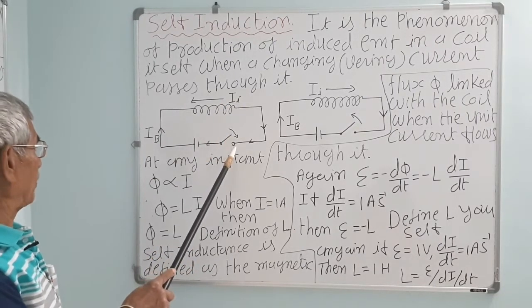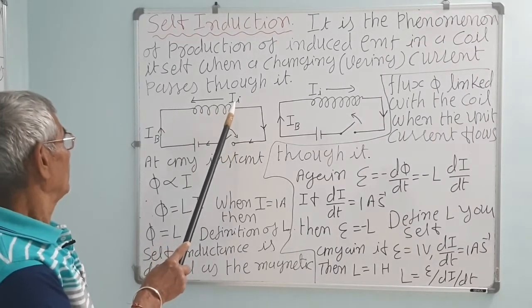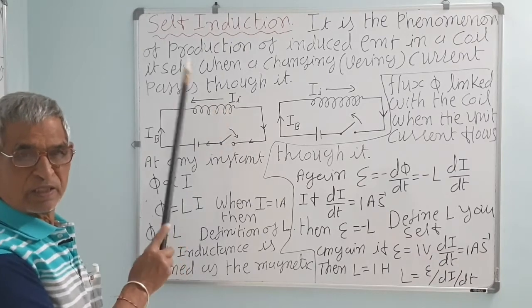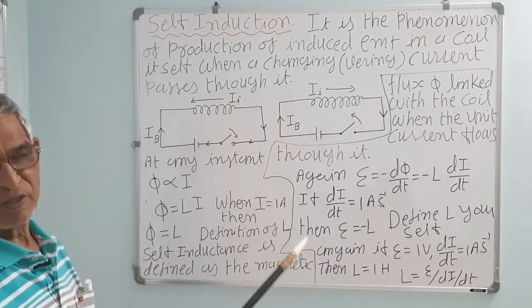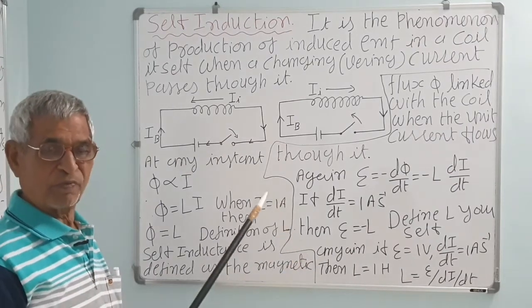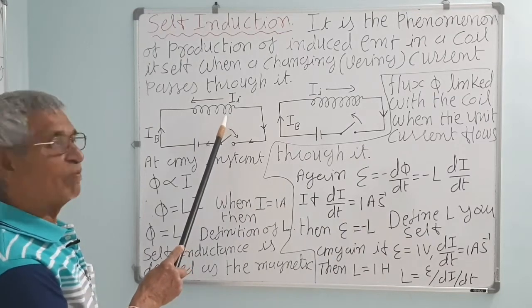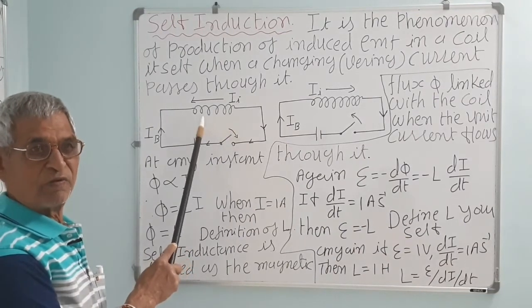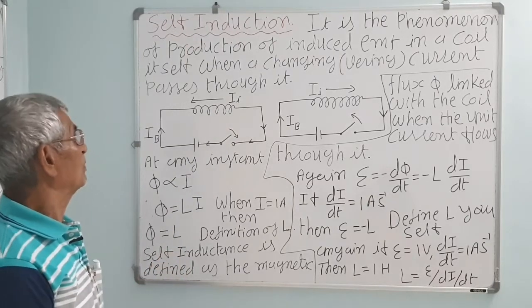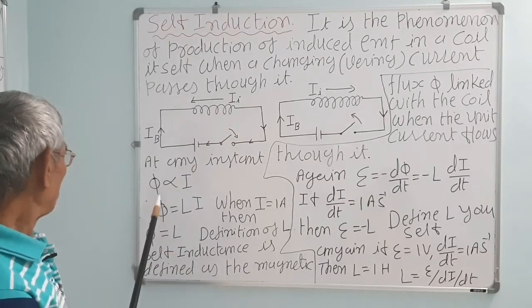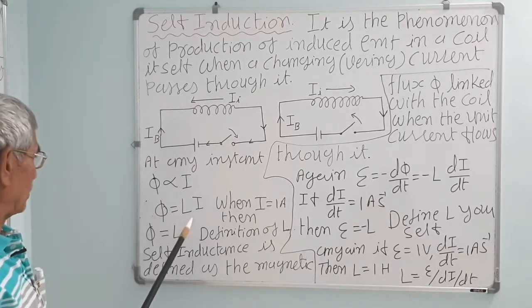So when the key is pressed, current will grow from 0 to maximum, and during this growth there will be an induced EMF and hence current, because there is a varying current passing through the coil, and that will induce an EMF according to Faraday's laws. And varying current will cause a varying magnetic field and varying flux. So whenever there is a change in the magnetic flux linked with the coil itself, induced EMF is generated. So flux phi is directly proportional to current I. So phi is equal to LI.